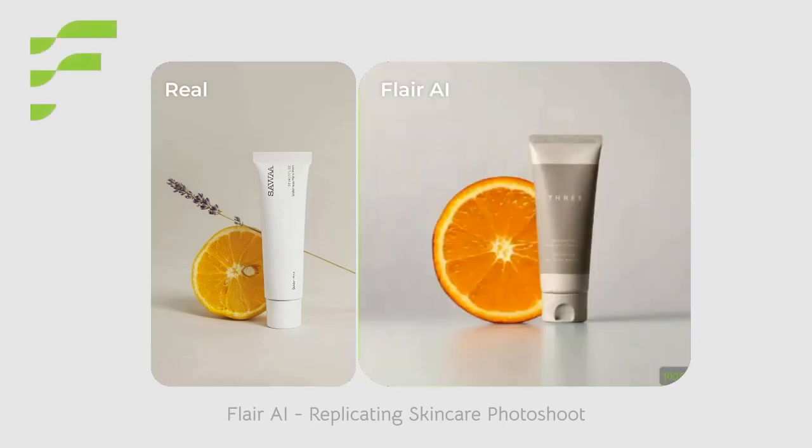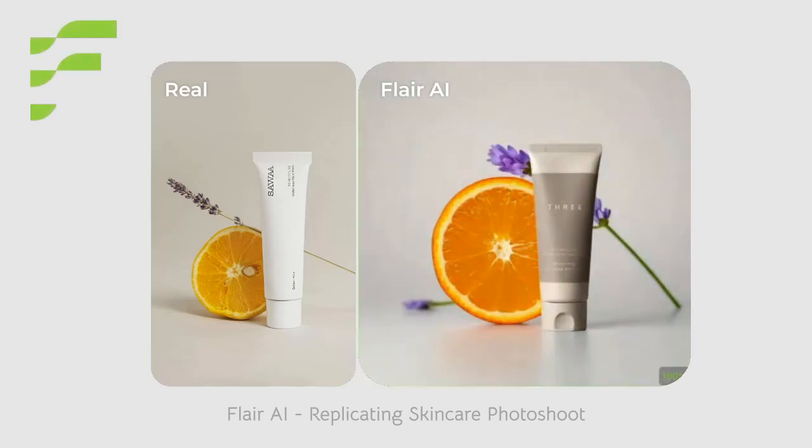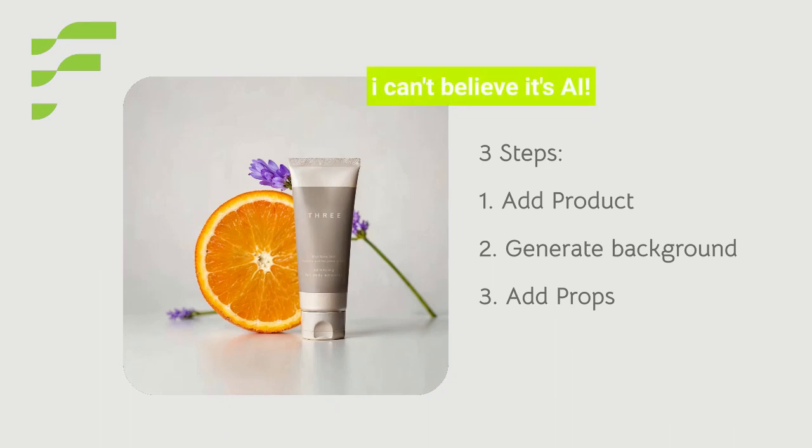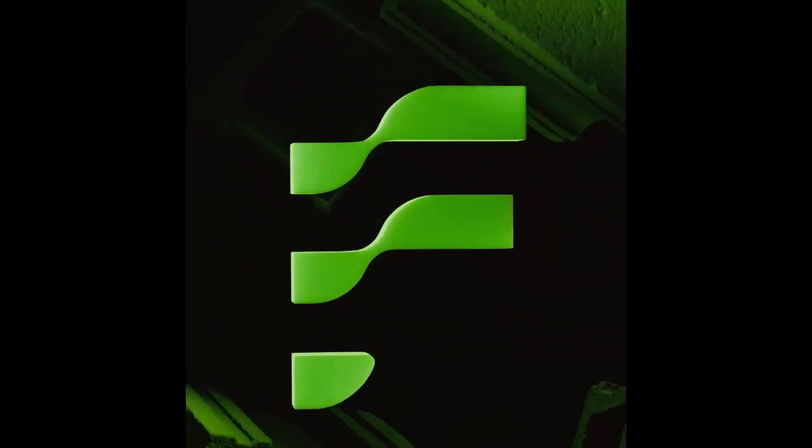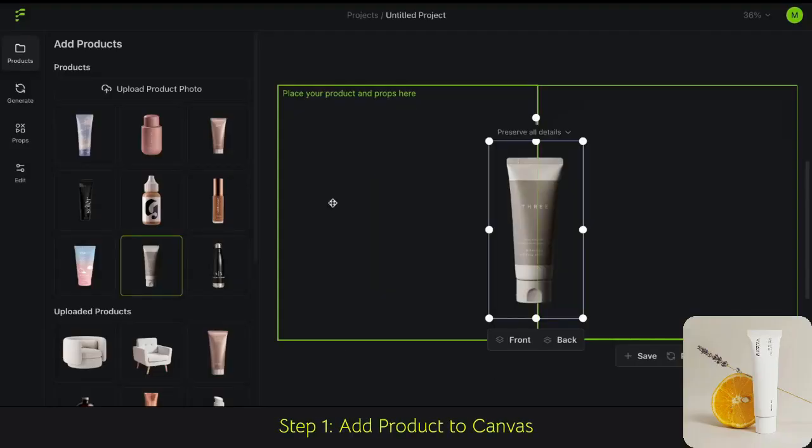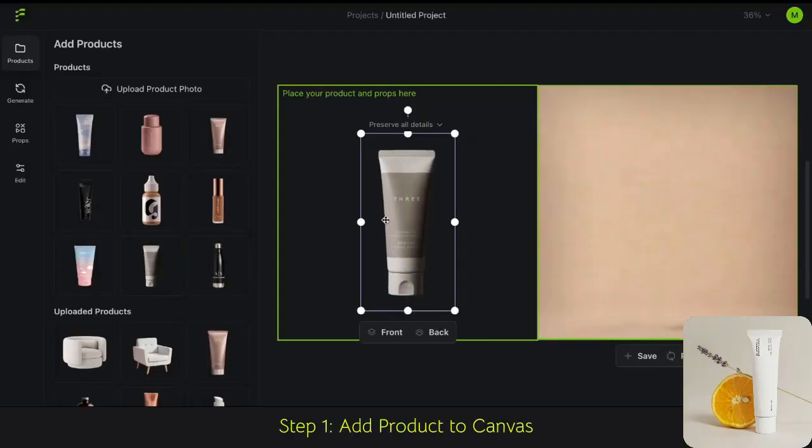Today, we're going to be replicating this skincare ad with Flair AI's real-time photoshoot builder in 3 steps. Step 1. We add a product to our canvas.